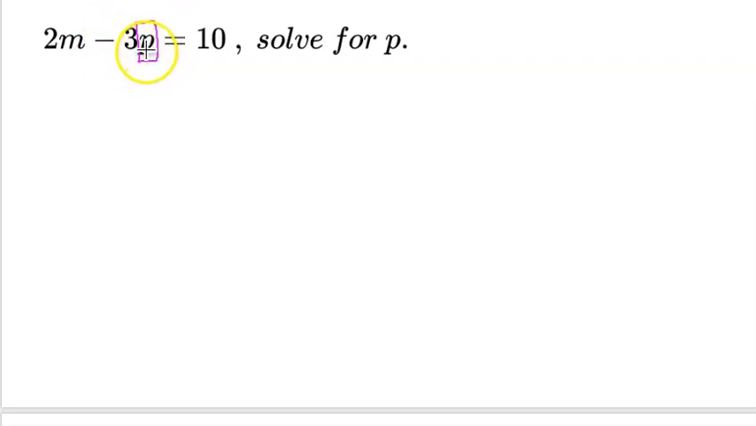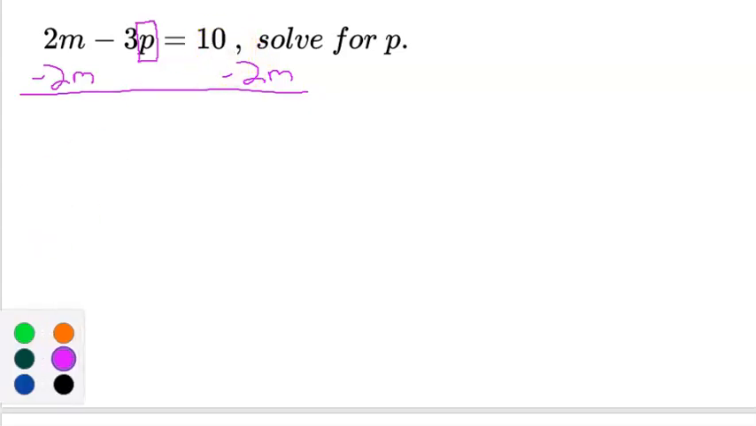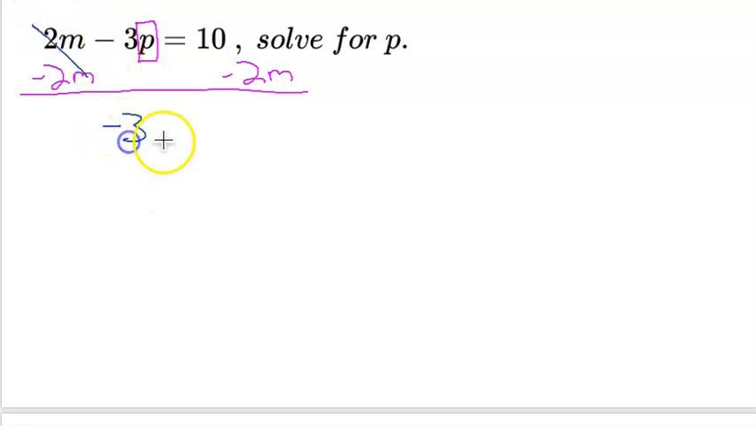So I want the p by itself. I'm starting with this 2m. To get rid of it, I can subtract 2m. And what I do to one side, I have to do to the other. Notice that I didn't line it up under the 10. And the reason is because those aren't like terms. I can't combine them. Don't lose your negative. Anytime there's a negative in front of a number, it travels with it. And I have 10 minus 2m. I can't combine those. They don't both have an m, so they are not like terms.